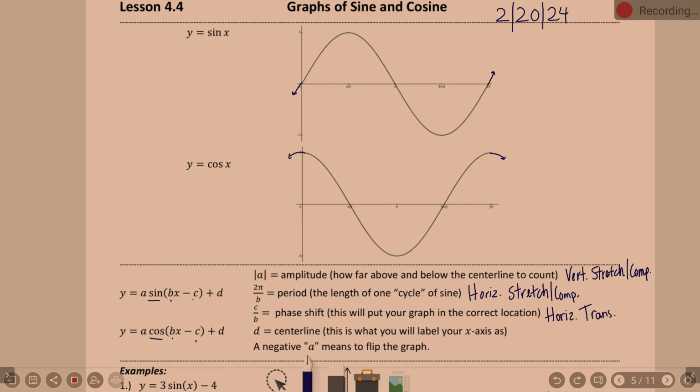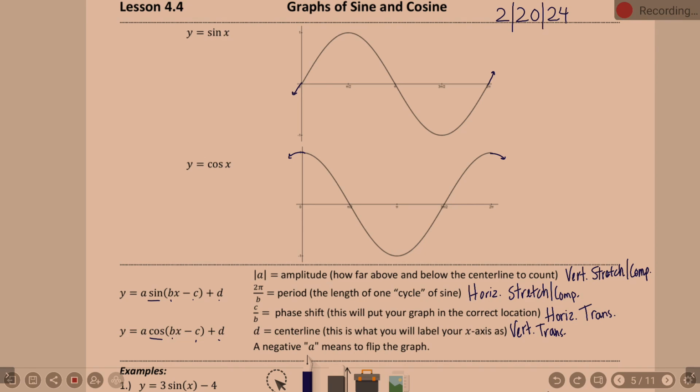Our vertical translation is a little bit different. We talk about d. So d is your number added or subtracted at the end there. If you go back to our Algebra 2 list, it was how far up or down the graph goes. Here we talk about the center line, because these graphs are so much easier to graph if you're graphing on the center line. So instead of actually moving our graph up and down, we'll just be relabeling. Instead of calling our center line 0, we'll bring our center line to where it needs to be and label it appropriately. So this is how we deal with the vertical translation.